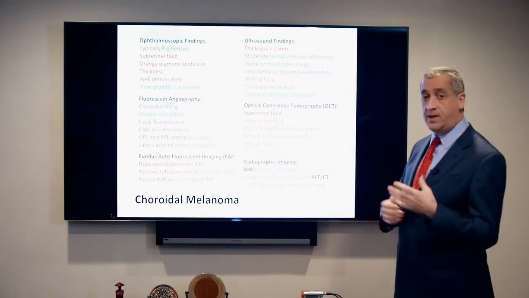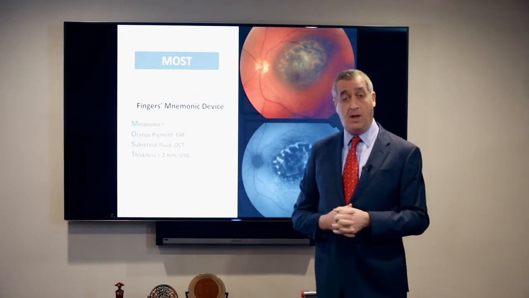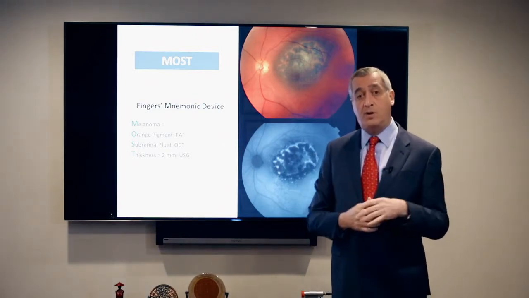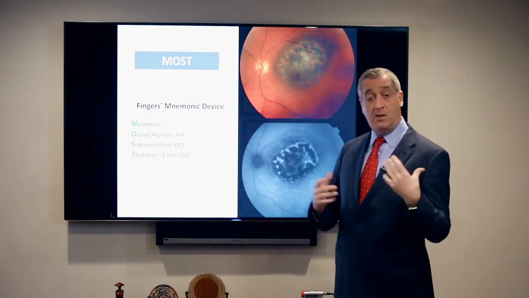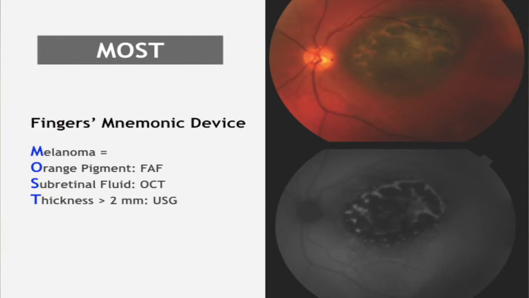And OCT is really helpful for looking at subretinal fluid, which again goes back to those three most important findings. So looking at those three most important findings, I put together a mnemonic device to help us remember and differentiate the smaller tumors from melanomas, smaller nevi, suspicious nevi from melanomas. Most people would agree that if you see orange pigment, best seen on fundus autofluorescent imaging, if you see subretinal fluid, best seen on OCT, and if you have a thickness of 2 or more millimeters, best measured with ultrasound, you have a melanoma.